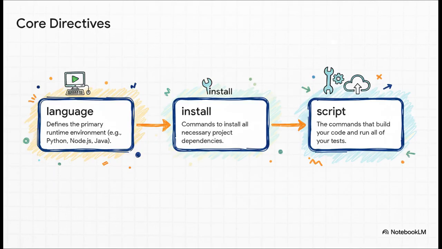So let's just quickly break down those core pieces. First, language. That just sets up the main environment. Python, Node.js, Ruby, whatever you need. Next up, the install step. This is where you run any commands to get your project's dependencies set up. And finally, the script step. This is where the magic happens. It runs the commands to actually build your code and run all your tests.